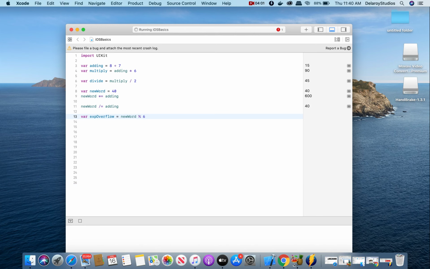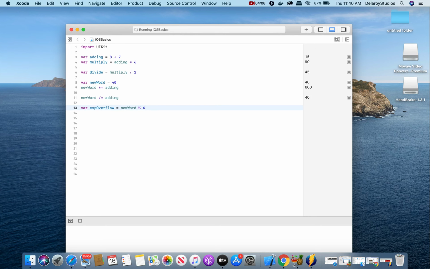So we're having a division by 6, for which we're going to have the remainder. When new word is 40 at present, 40 divided by 6, the remainder is 4. Can you see that? So that's the modulo of new word: new word divided by 6, which is 40 divided by 6. How many times is it going to go? The remainder is what we have as 4. So that sums us up with the Swift operators. This is just the introduction.